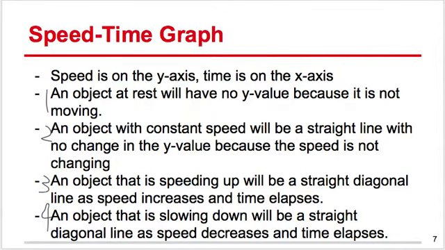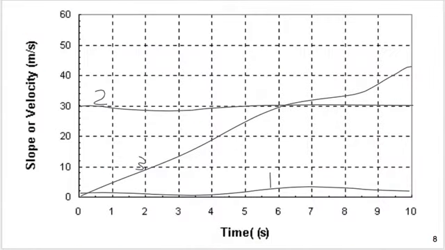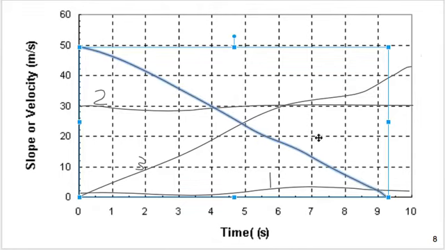An object that is slowing down will be a straight diagonal line as speed decreases and time elapses. So if we start at 50 meters per second, as speed decreases, we'll be moving down the y-axis. As time elapses, we'll be moving to the right of the x-axis. So we'll be going this direction. And we'll label that number 4.